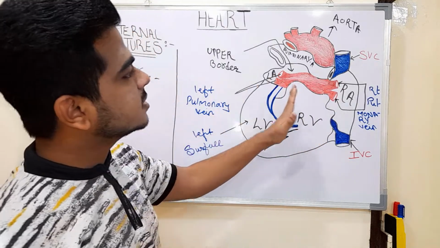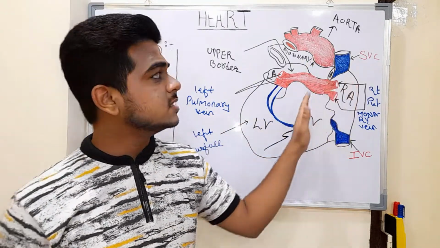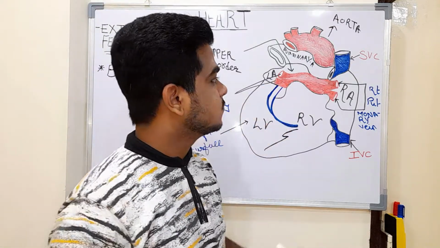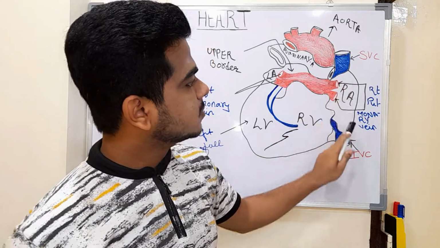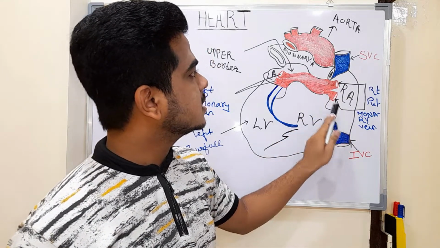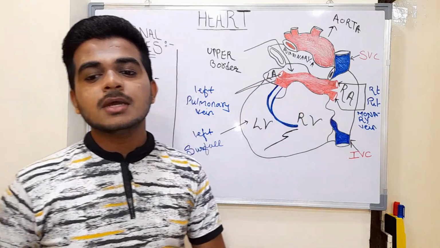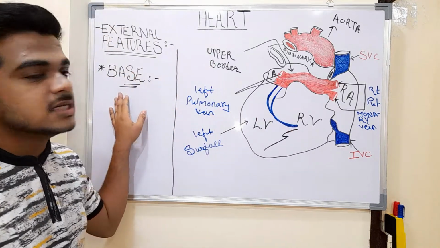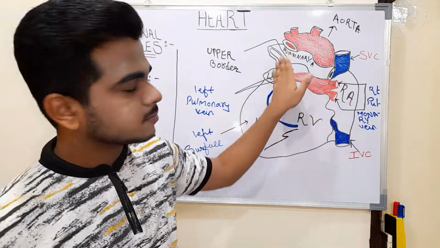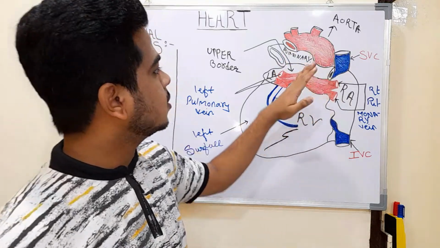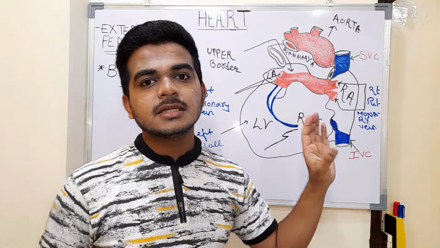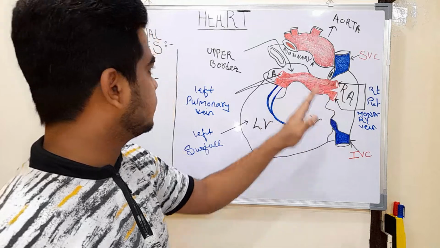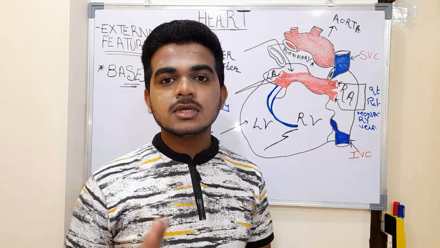So in relation to this posterior surface, first is the right atrium. The right atrium is present in the posterior surface, and the left auricle is present. But the maximum part of the posterior surface or base of the heart is formed by the left auricle, or left atrium, and just a little bit of the base of the heart is formed by the right auricle. But in relation to the base of the heart, there is a fourth thing you must write.